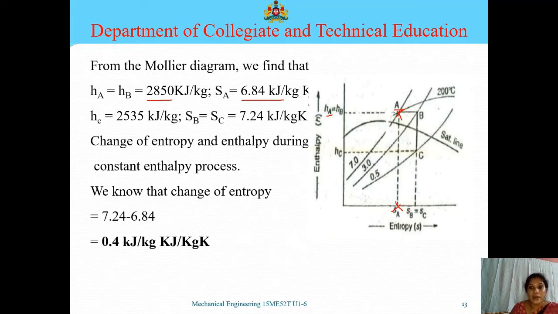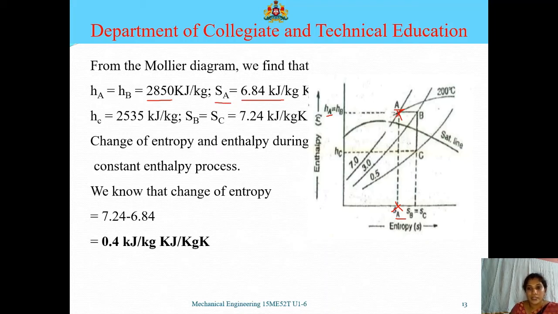Then what I'll do, I'll draw a straight vertical line so that it will meet the x-axis of the Mollier chart. That x line will yield me the value of SA. I'm going to note down that value also. Next, what I need to find out? Since it is a constant enthalpy process, HA will be equal to HB. Now I need to find out SB.